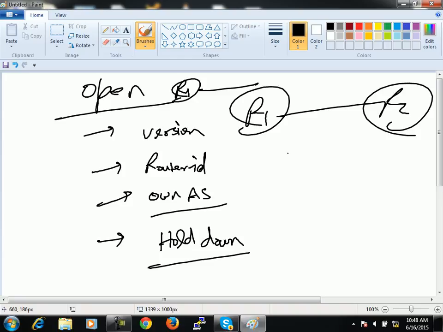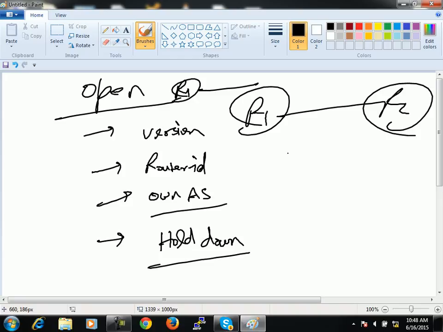So how will it be possible for two peers, two neighbors, to compare their versions with each other? That is why this open packet is also responsible for carrying this version information as well, right?